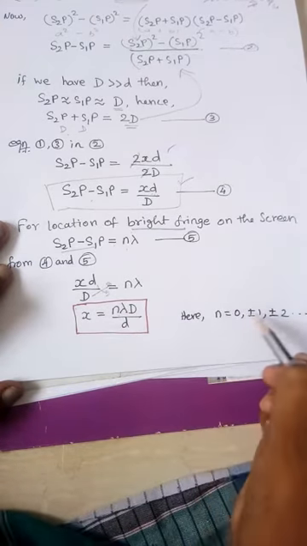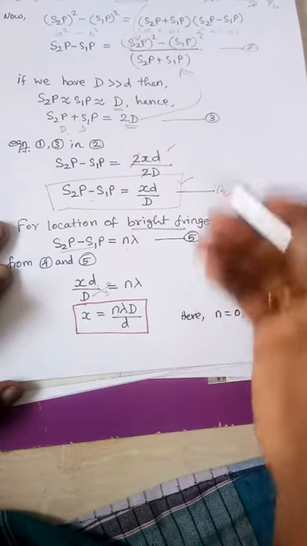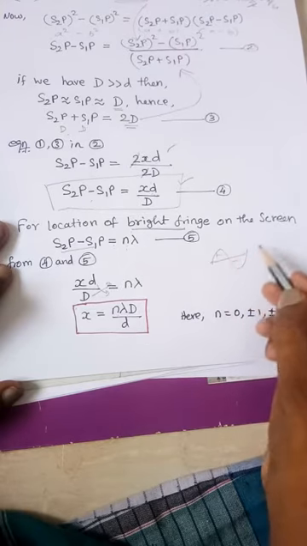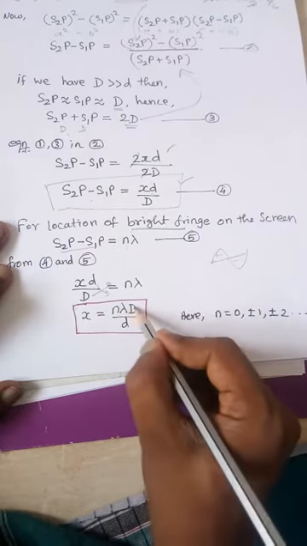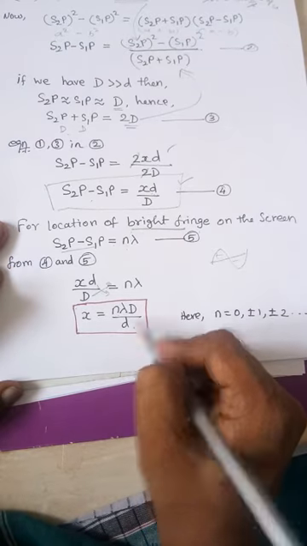n is equal to the number of waves. Maybe plus or minus, like that it will go. Plus or minus means upward or downward, like this. This is the plus minus. So the number of waves will come. So n lambda D by d. This is the x value, the position for bright fringes.